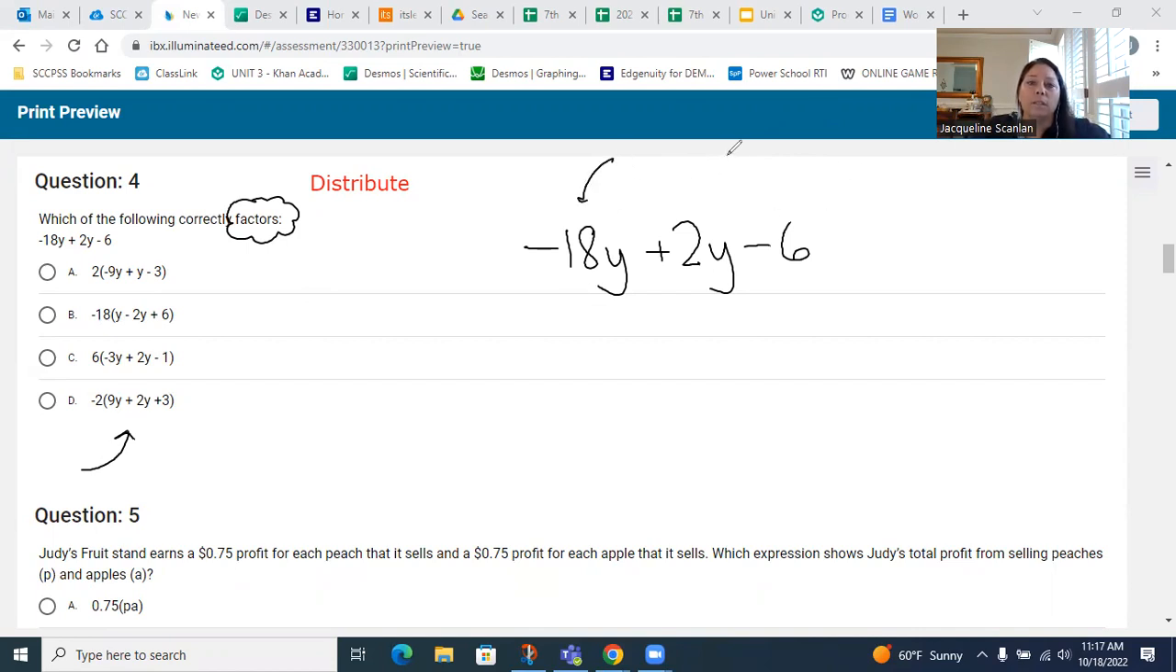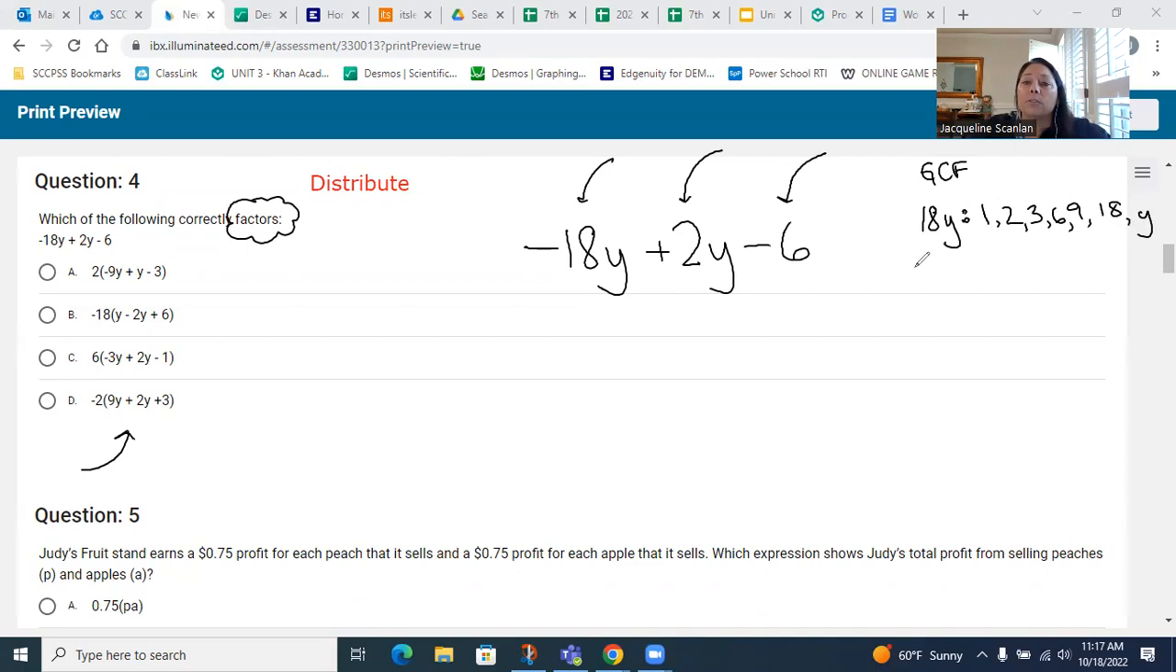Okay, so what I'm going to do is take a look at these numbers, 18, I know it's negative, 2, and -6. And I'm going to try to figure out the greatest common factor of all three of those terms. Okay, so I'm going to leave the negative sign out of it. So 18y's factors are 1 and 18, 2 times 9, and 3 times 6. And then obviously the letter y is a factor as well.